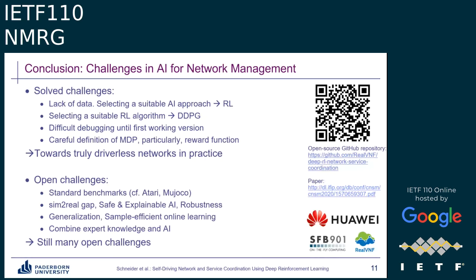So when we started this research, we weren't sure how to approach this with AI. So we debated whether to look at typical supervised AI approaches, but we saw that there's a lack of data, and typical regression or classification didn't seem right for network management. So we decided to go with RL. And we still had to select a suitable RL approach. And we went for DDPG because of the support for large continuous actions.